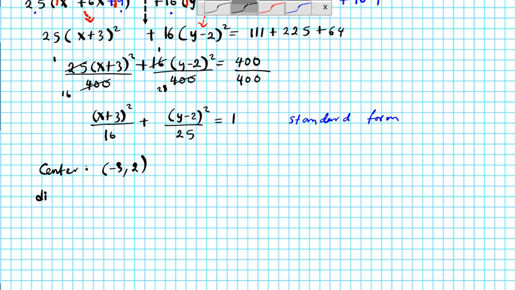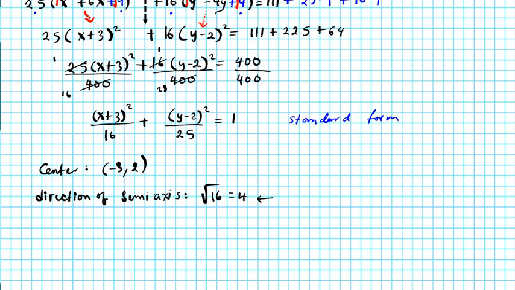And then the direction of the semi-axis, because we're just doing half of it, right? Semi-axis. Alright, so we're going to do the square root of 16, which is 4. That's going side to side, because that's the direction of the x-axis. And then the square root of 25, which is 5. That's going up and down, because that's what's under the y. Since this is smaller, it's the semi-minor axis. And then this is bigger, so that's the semi-major axis.